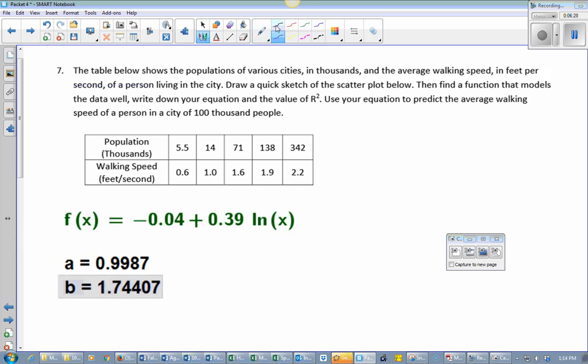All right, so just make a little note here. This one is R squared. It's so close to 1, which means it's a really good model. It fits the data really well. And this is walking speed for a city of 100,000. So this is F of 100.